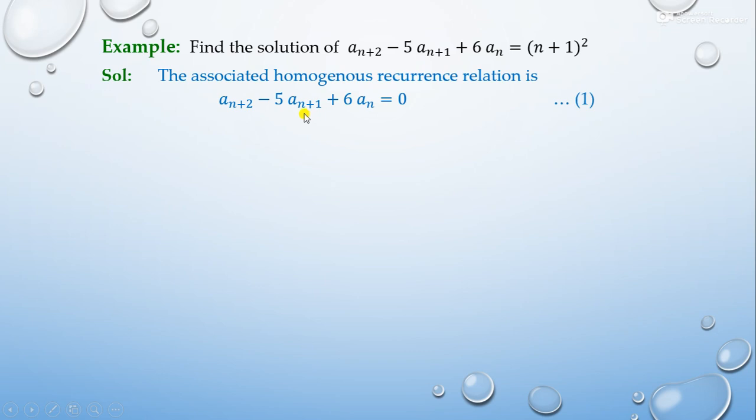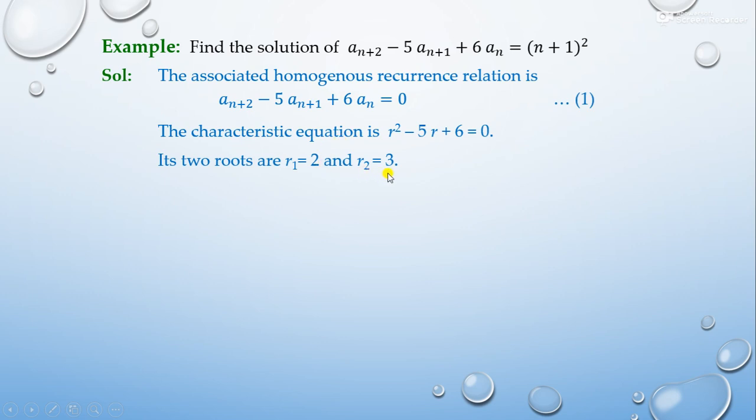Now what will our characteristic equation be? Our characteristic equation is r square minus 5r plus 6 is equal to 0. Now we can see that this is a quadratic equation. So what are the roots of this quadratic equation? We have two roots of this quadratic equation, that are 2 and 3.